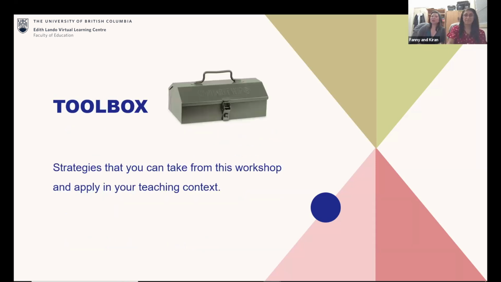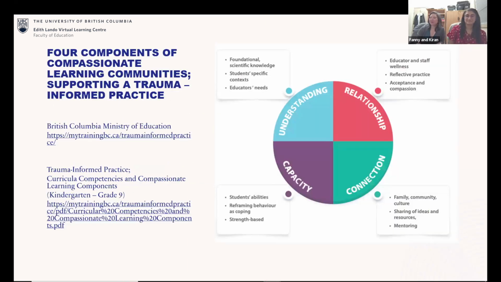Throughout this presentation, you will see this icon of a toolbox, which is our explicit way of showing you that we're talking about a strategy that we hope will help you in your teaching context. The other icon that we'll be using is the one for the 4 components of compassionate learning communities. We're using the model of the British Columbia Ministry of Education, and we've provided some links there for you. We don't profess to be trauma-informed practice specialists, but we're hoping that our strategies will fit into those 4 pillars.